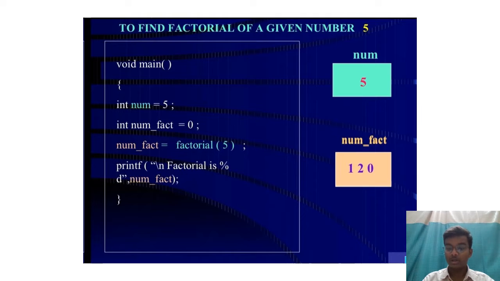int sum of n; int main, int number, result. printf enter a positive integer, scanf percentile d ampersand number. Result is equal to sum of number. printf sum is equal to percentile d, result, return 0. int sum of n: if n not equals 0, return n plus sum of n minus 1, else return 0.